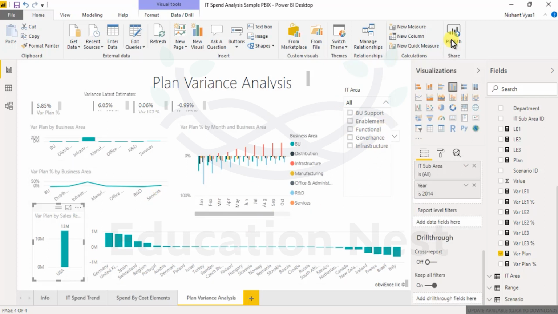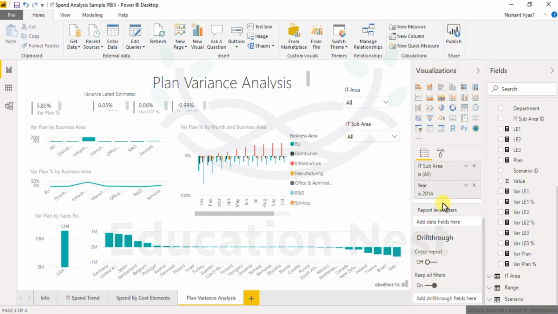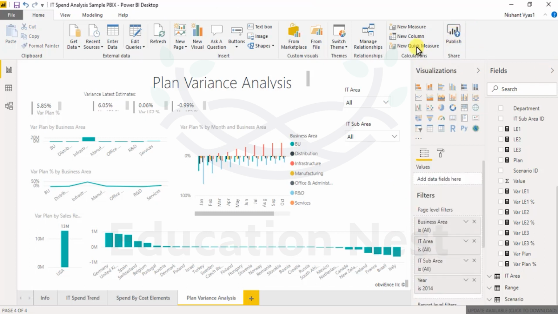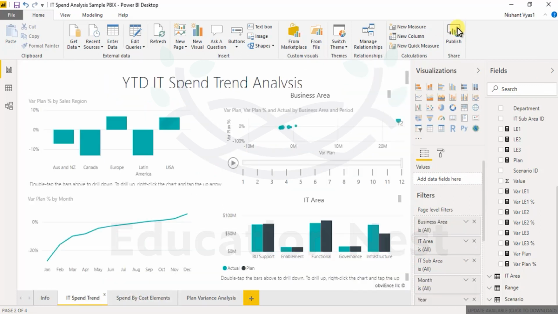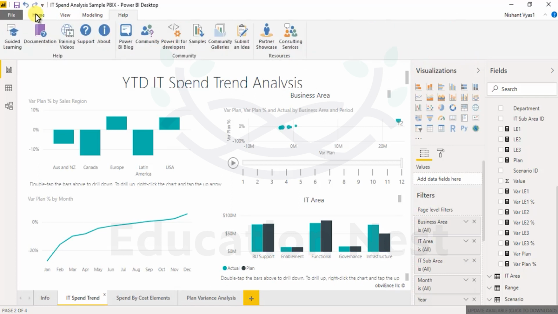Let's publish this as well, and then we'll see what data can be moved. Let it load. These things can continue as they are. Let's move on.